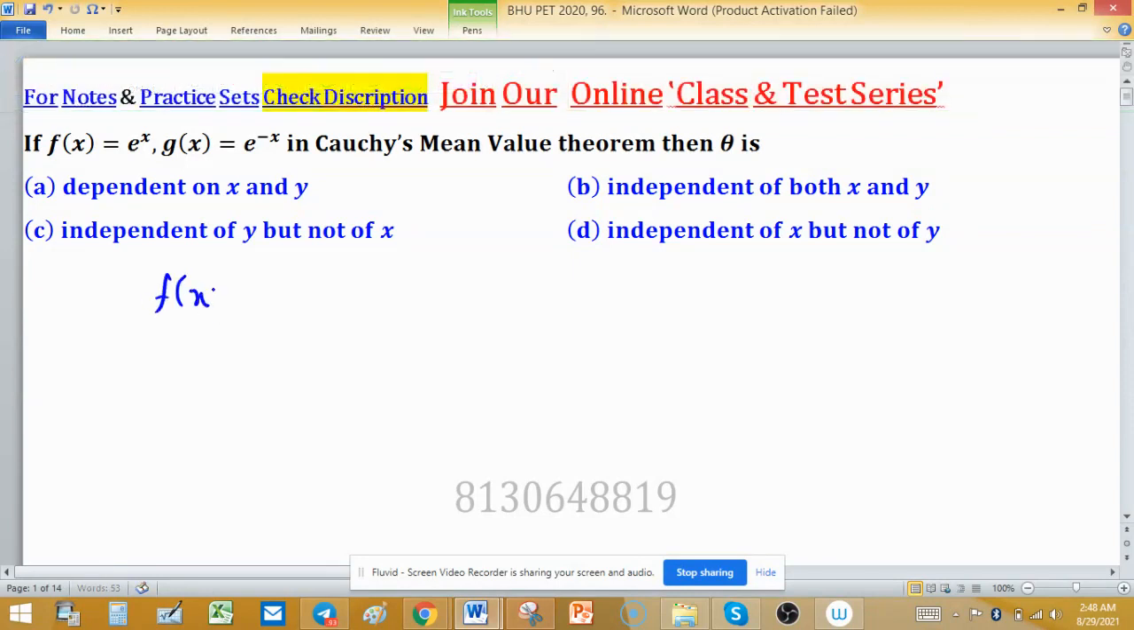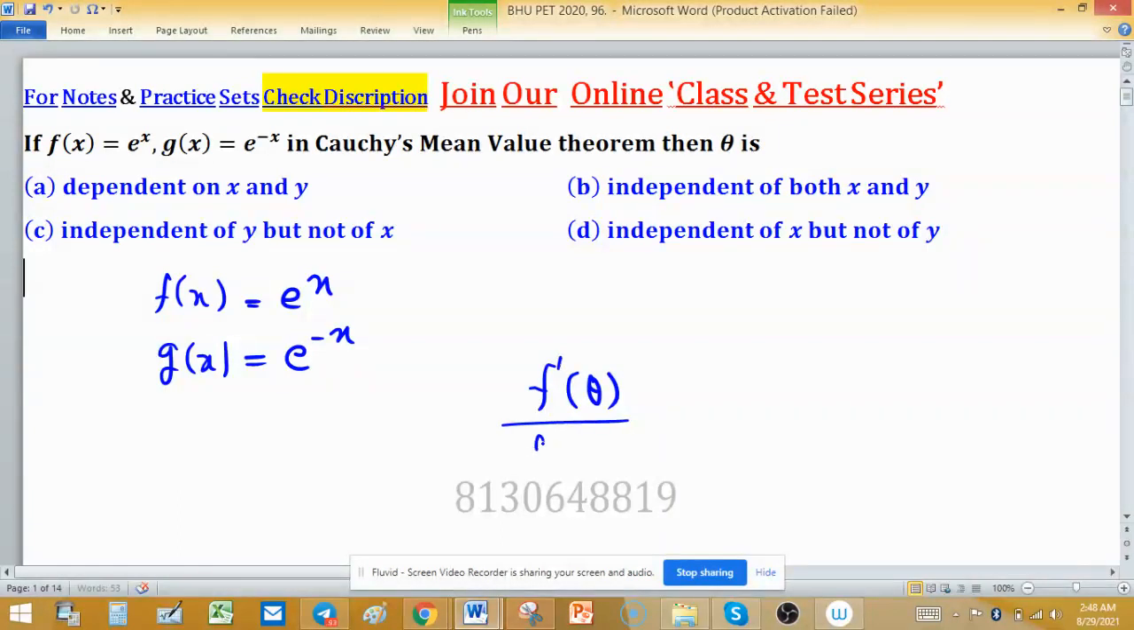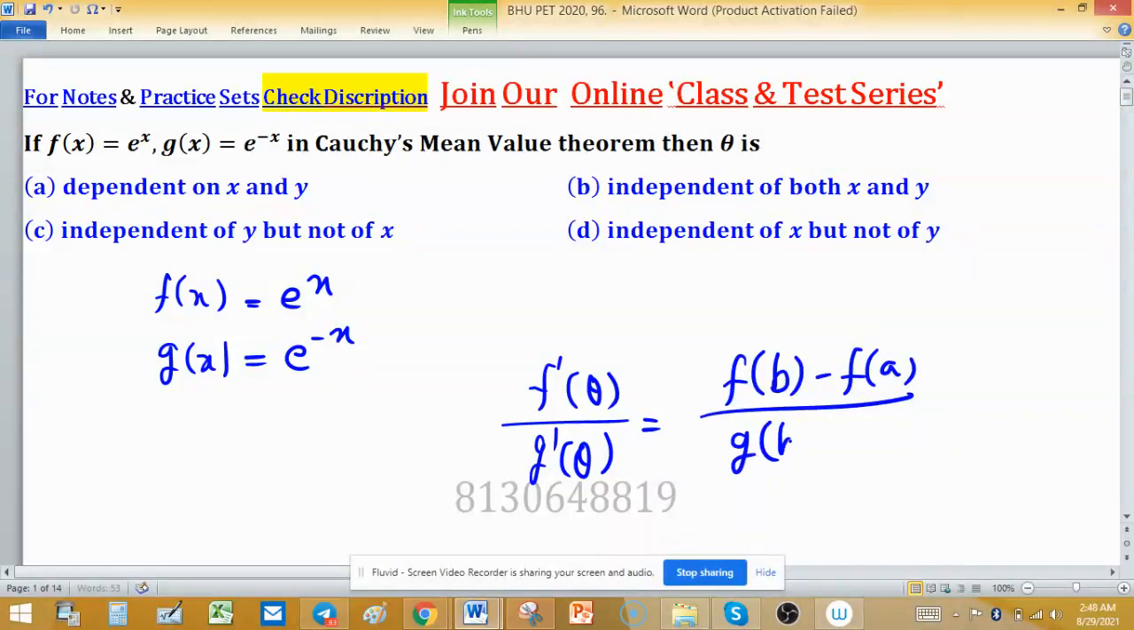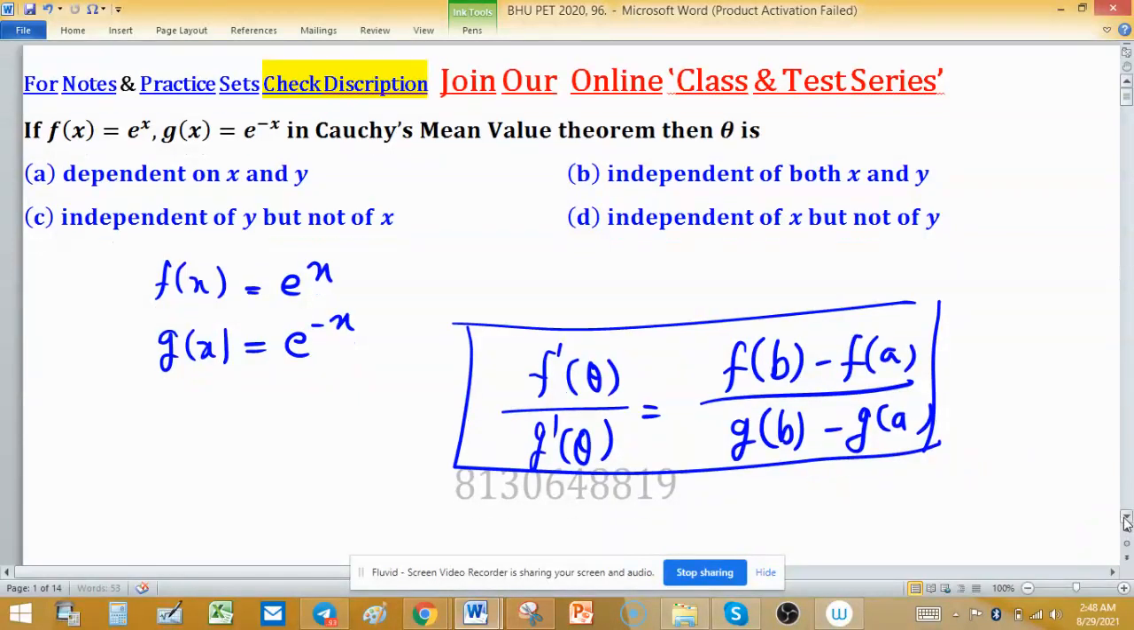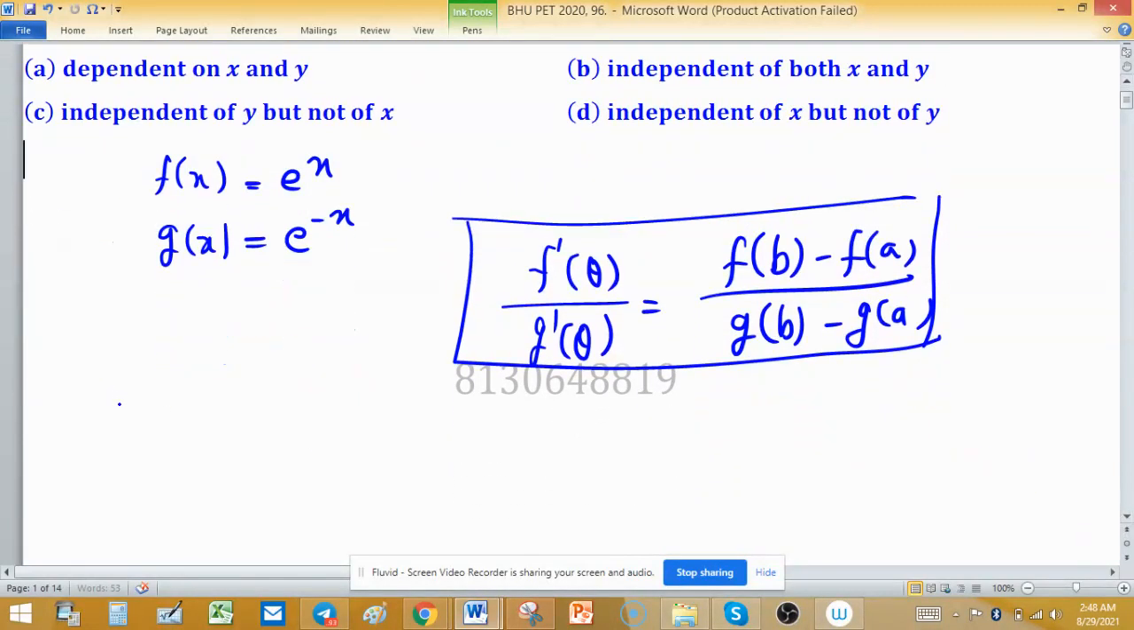So as you can say, function f(x) is given as e raised to the power x and the other function g(x) equal to e raised to the power minus x. And according to Cauchy mean value theorem, we have f dash theta upon g dash theta equal to f(b) minus f(a) divided by g(b) minus g(a). Actually you have to only just recall this formula. Otherwise, what is the Cauchy mean value theorem?